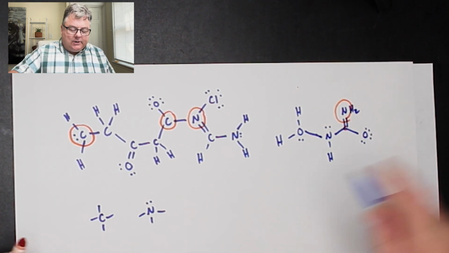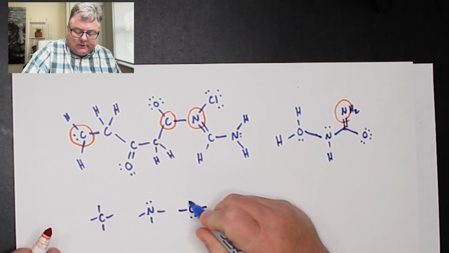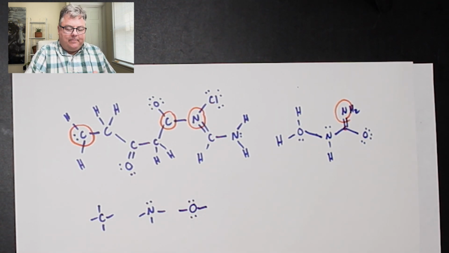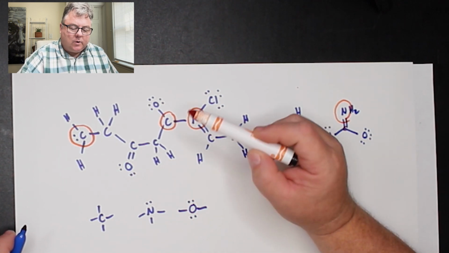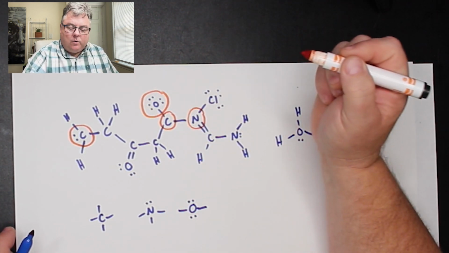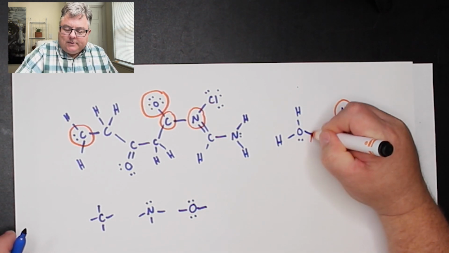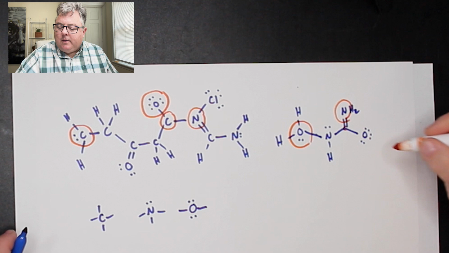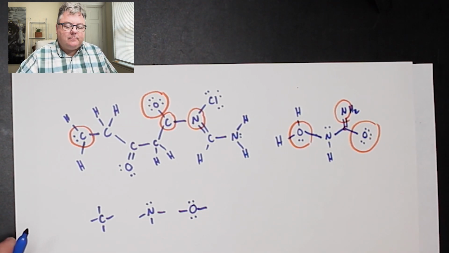And then normal oxygen, 6 valence electrons, so 2 bonds and 2 lone pairs of electrons. So this oxygen, 2 bonds, 2 lone pairs, it's normal. This oxygen only has 1 bond, so it's not normal. I'll have to look at it. This oxygen, 3 bonds, that's not normal. And this oxygen, 1 bond, so I'll have to look at that one.